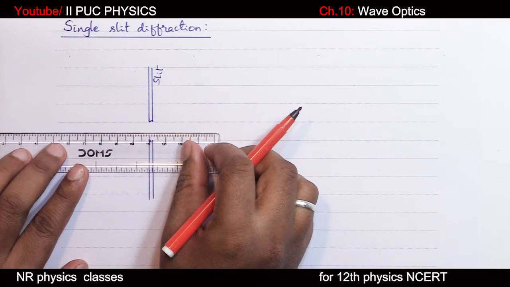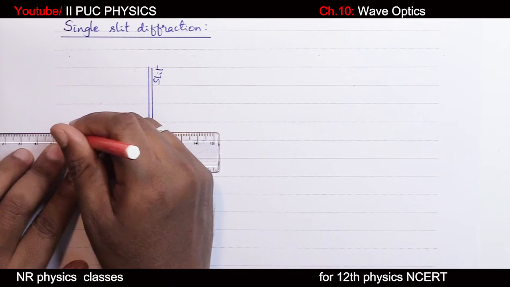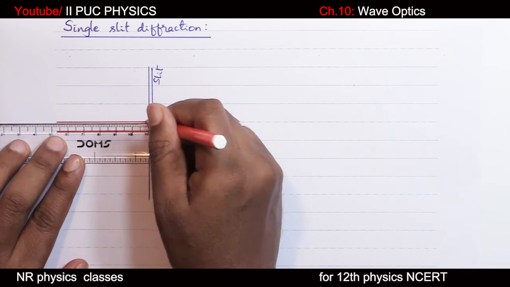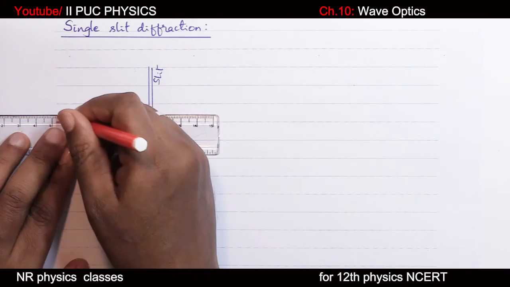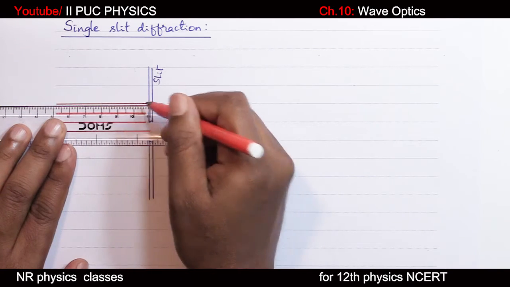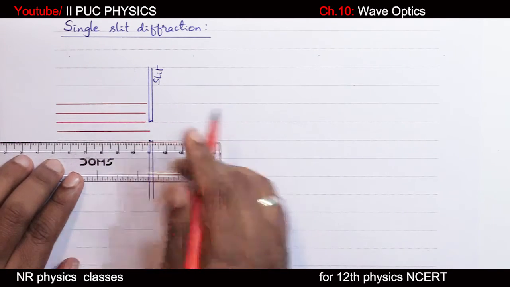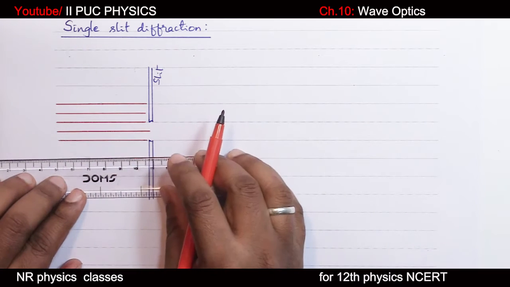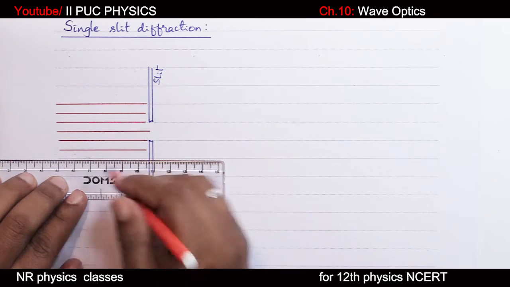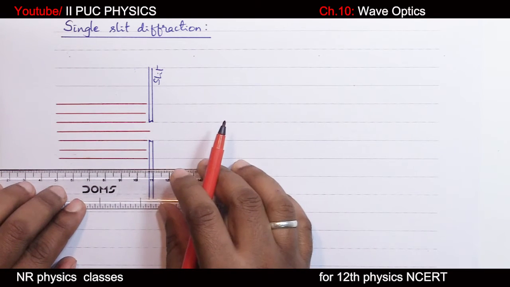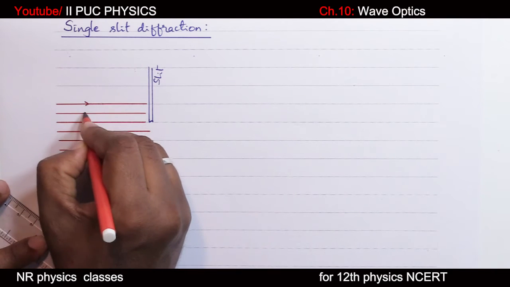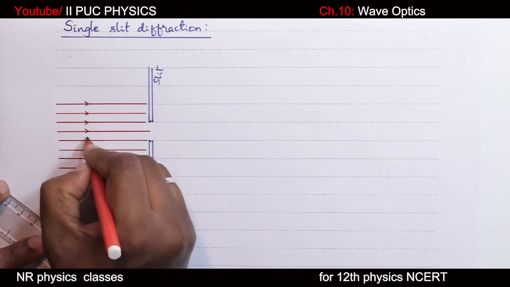Now, parallel beam. These are the rays from a distant object. Rays from a distant object or source means a parallel beam. Parallel rays. A beam is a bunch of rays. Okay, these are the rays. Therefore, draw an arrow.